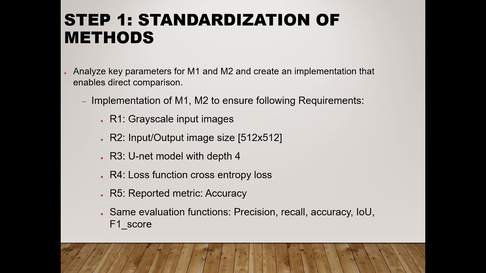So this is the closest match, or a square match, to those dimensions. Up until last week, we've seen the performance of M1 for image input size 256 by 256. So that's why I'm saying we need to standardize it and ensure the sizes are always the same for M1 and M2. Then the third requirement is that we're using UNet with a depth of 4.